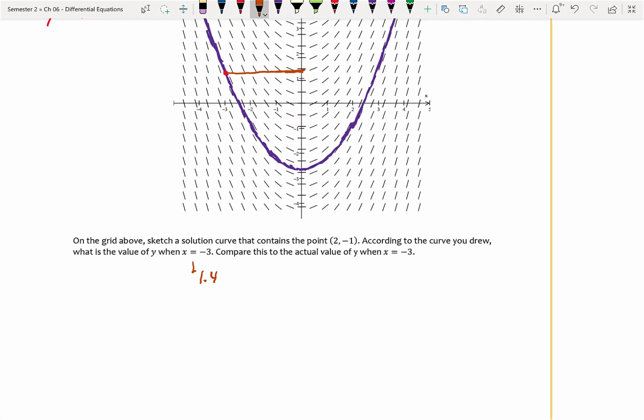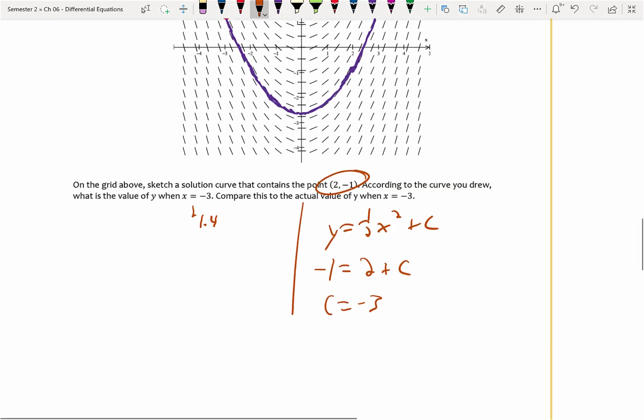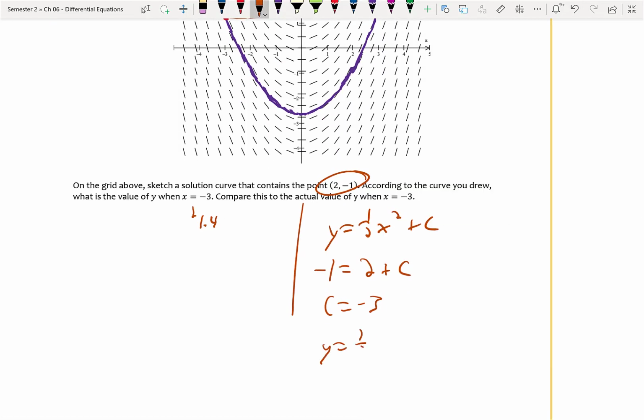So it says compare this to the actual value of y when x is -3. So here's the actual value of y. We need to take this equation, y is equal to 1/2 x squared plus c, and plug in my initial condition to figure out what that c value is. -1 is equal to 2 plus c, or c is equal to -3. So you get y is equal to 1/2 x squared minus 3.